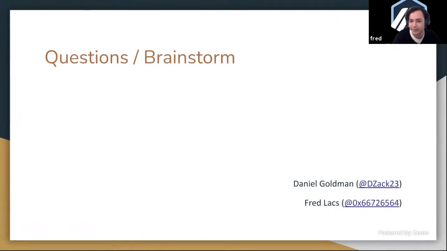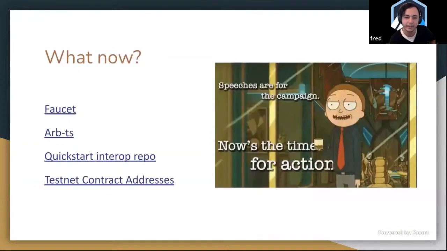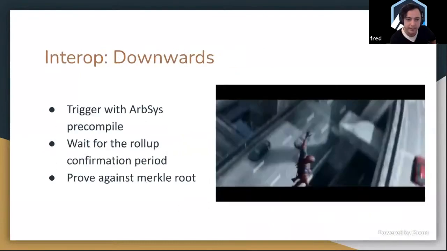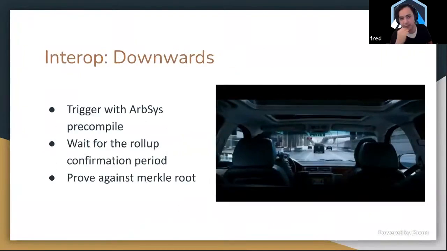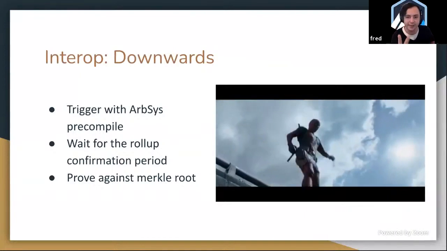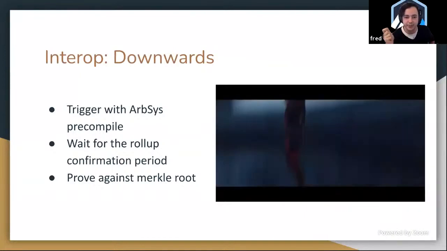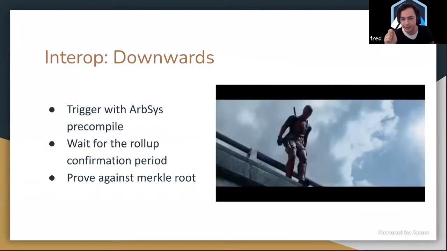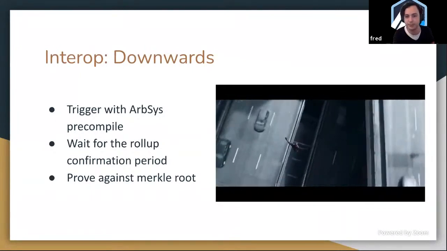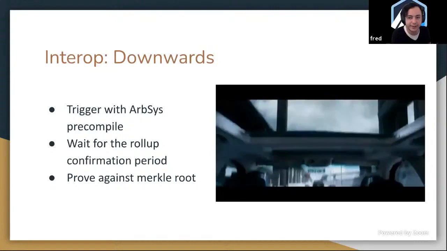I do have my personal favorite, and maybe I'll start by sharing that, which is there's a great space for execution markets to be created. Because if you remember going back, Daniel, could you go back to the downwards slide? Yeah. If you look at the downward slide, you have two transactions that need to happen here. The first transaction is to trigger your L2 to L1 transaction. And then after the rollup confirmation period, you need to trigger the L1 transaction.